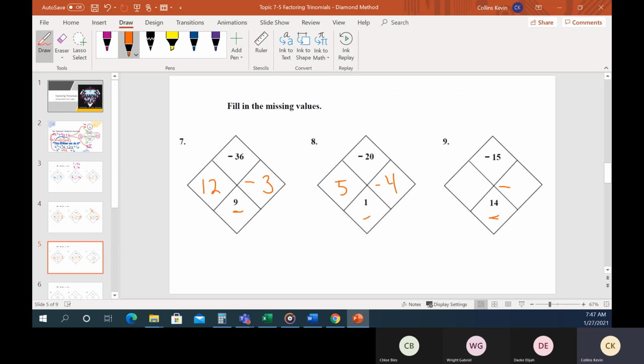So what's our two numbers this time? 15 and 1. And we're going to keep the 15 positive, right? So 15 times negative 1, negative 15. 15 minus 1 is 14. Boom. Perfect. Good. All right, let's check out a few more.